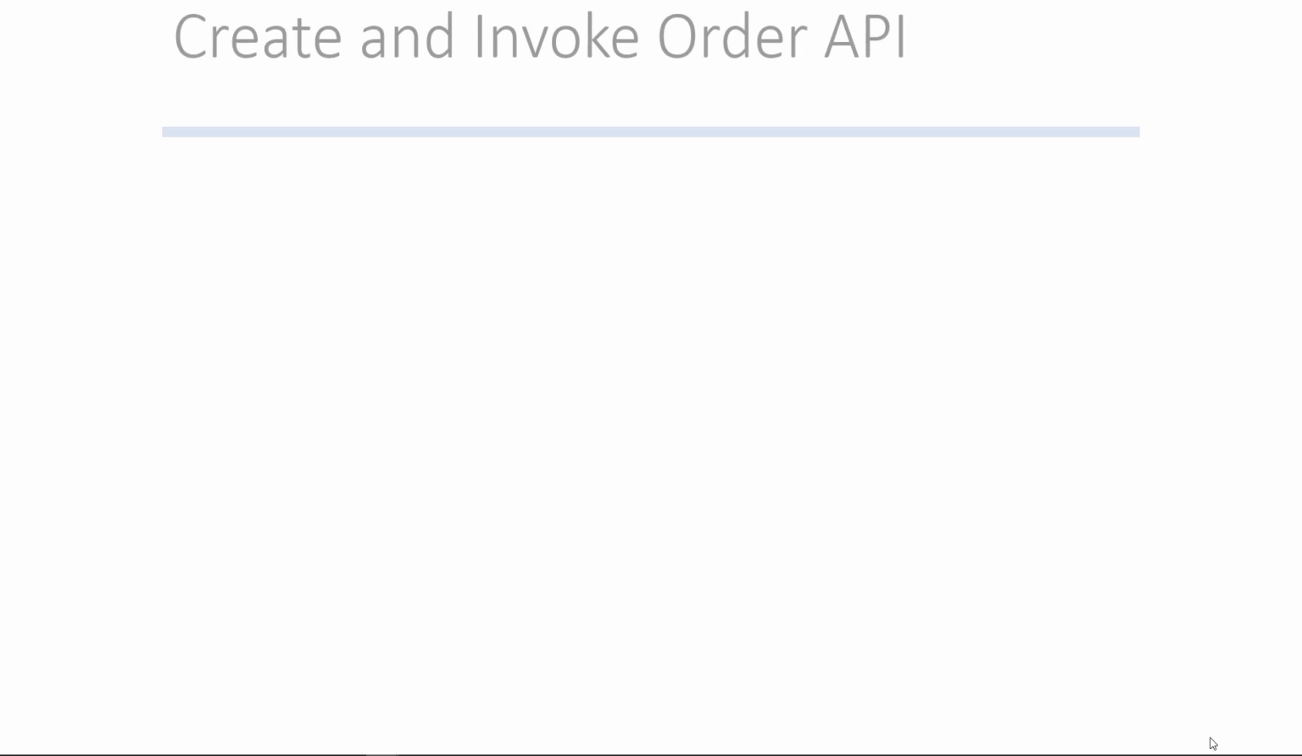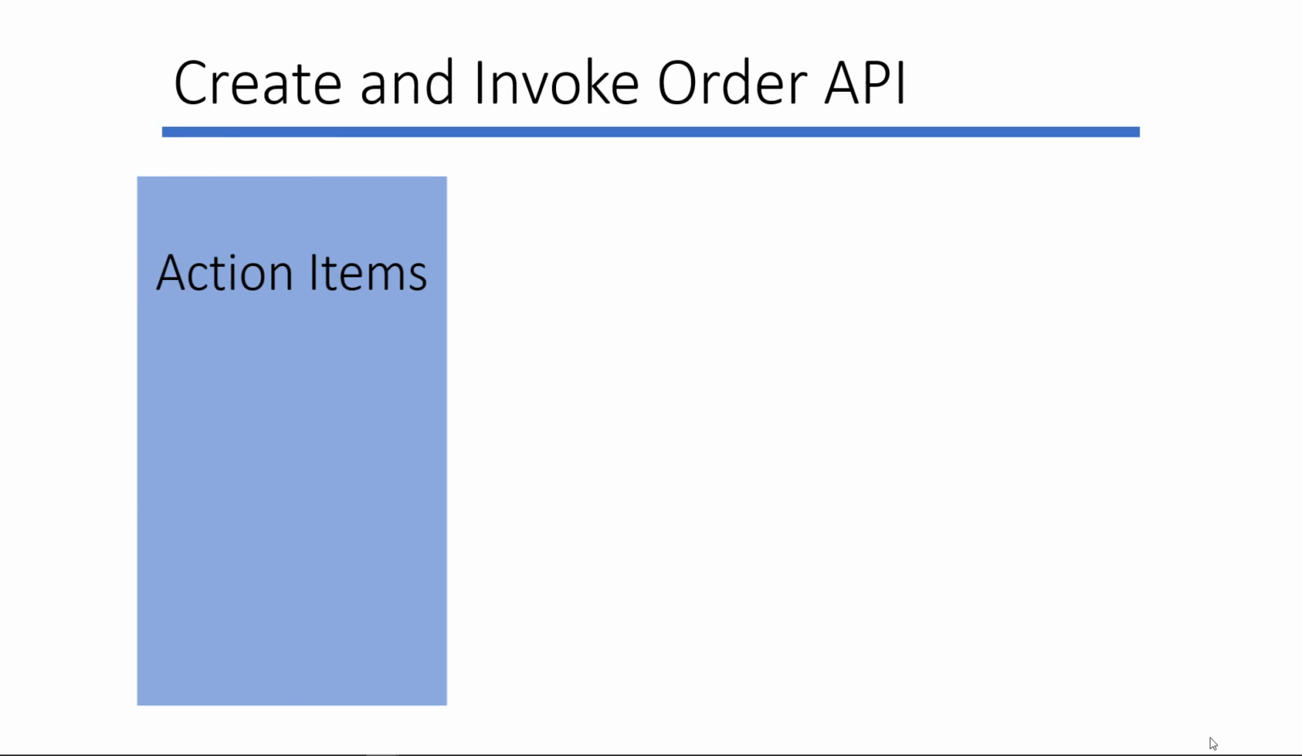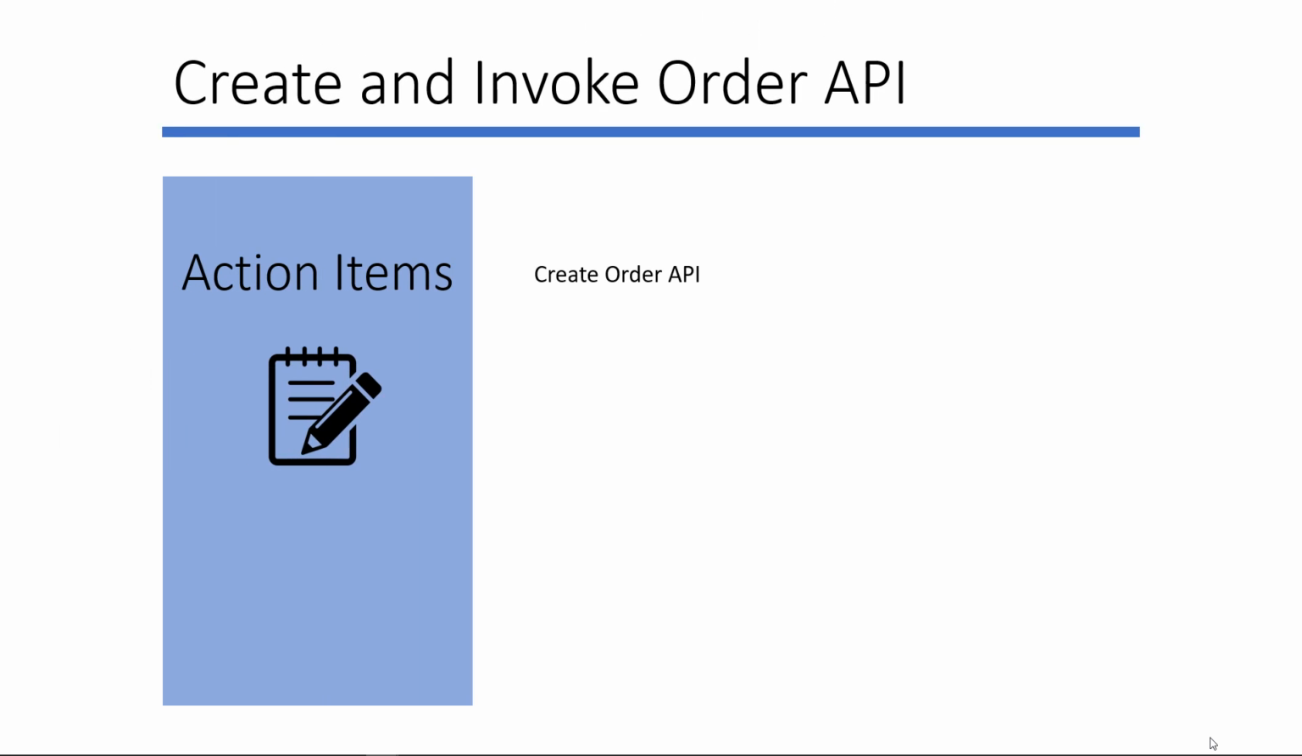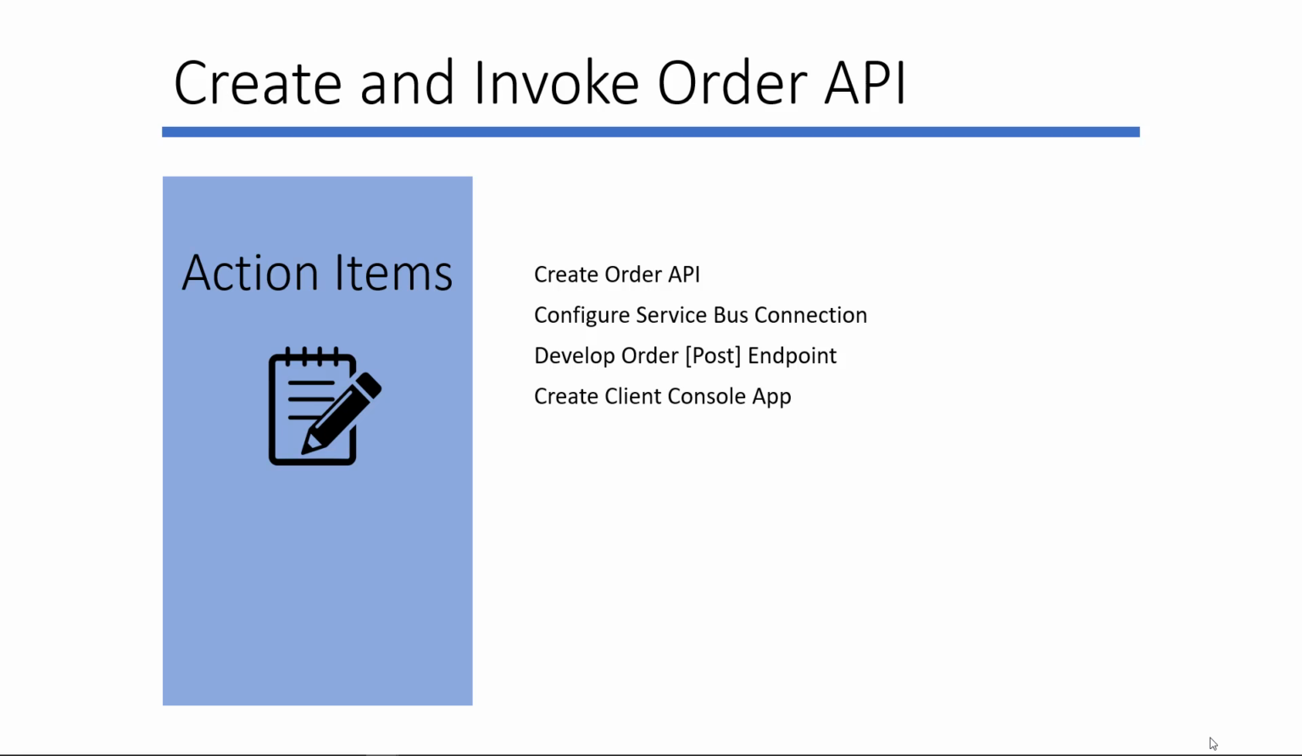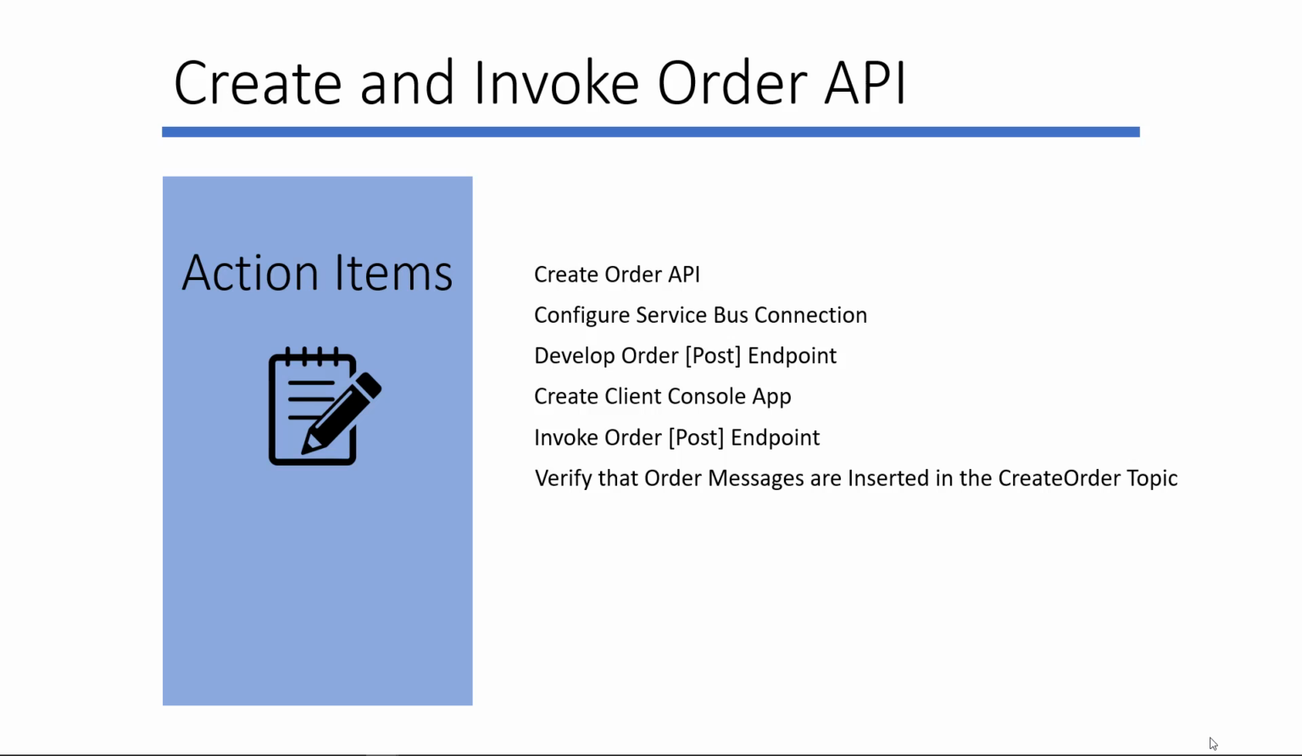So let's take a look what we will accomplish in this section. We will create the order API. We'll configure a Service Bus connection. We'll develop the order post endpoint in order to create an order. We will create a client console app. We will invoke the order post endpoint from the client console app. And finally, we will verify that the order messages are inserted in the create order topic.